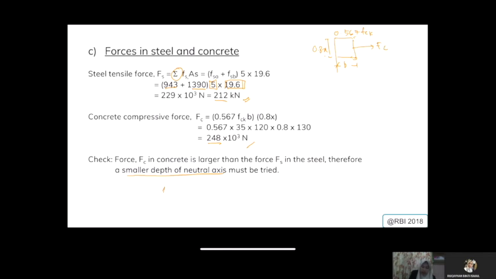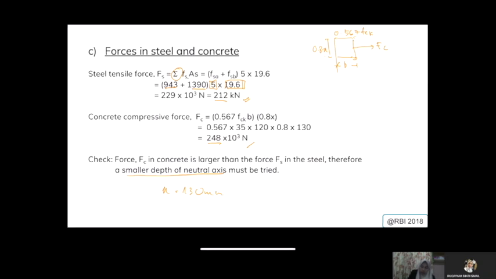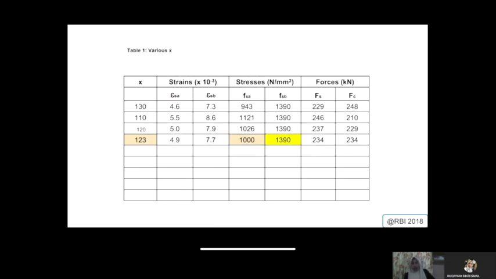Okay, because just now we tried x is equal to 130, so maybe this is mm. When you calculate this by considering x is equal to 130, you get at the end your force for steel is 212 and the force for your concrete is 248. So what you have to do is repeat the same calculation but using a different value of your x. Probably your x now you take as 110 mm, or 100 mm. So you have to try one by one. Yeah, I know it's tedious.